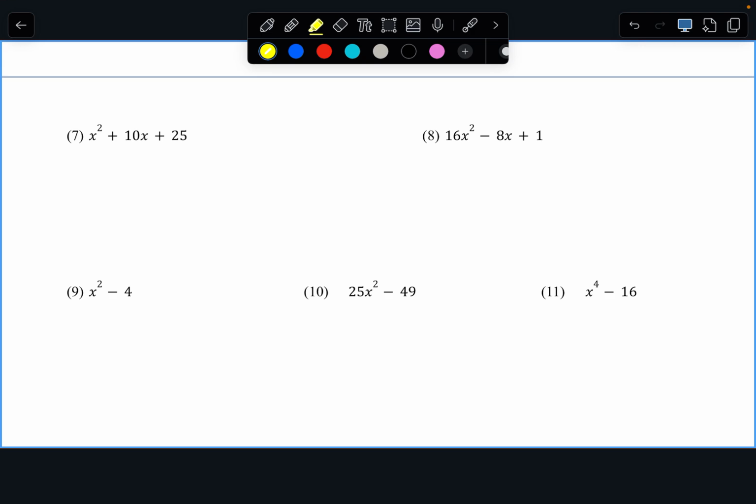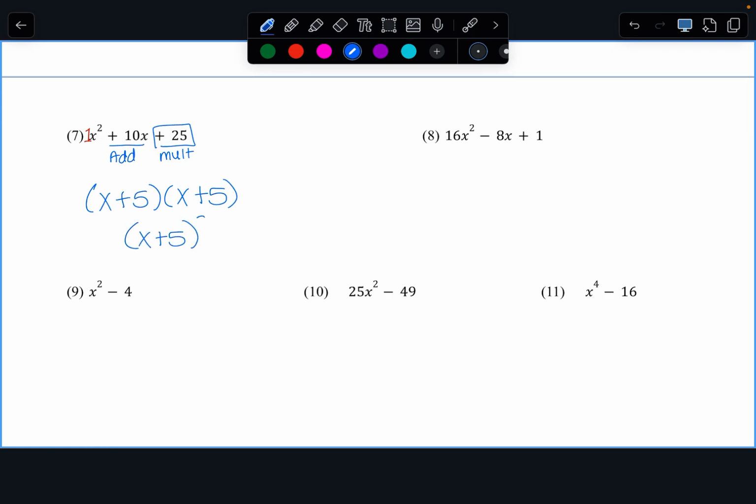So now that we have all three separate, nothing in common, and this has a coefficient of 1, we can go straight into the add, multiply thing. Two numbers that multiply to get 25 but add to get 10. 5 and 5. So you can write that as x plus 5 times x plus 5. Or you can write that as x plus 5 to the second power because it's showing up twice.